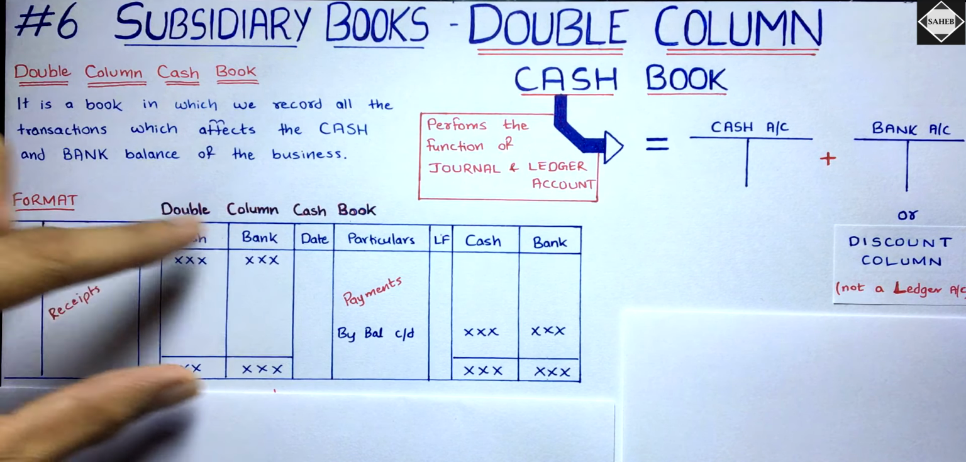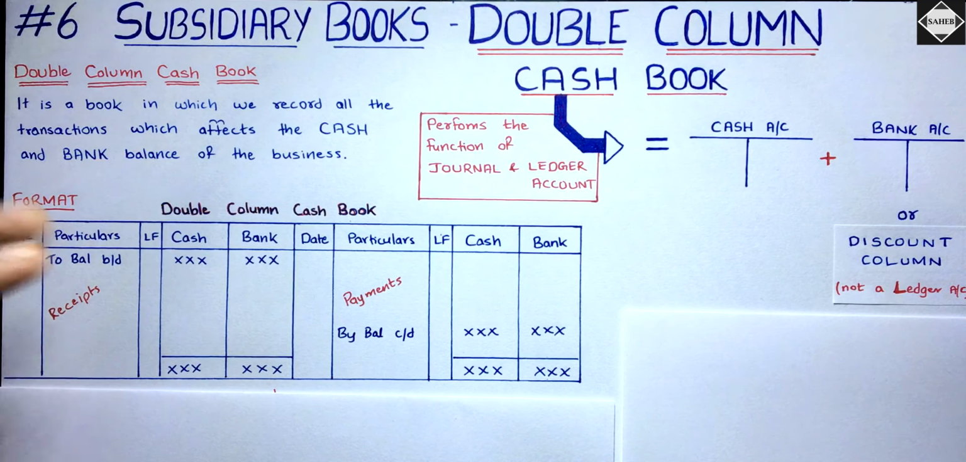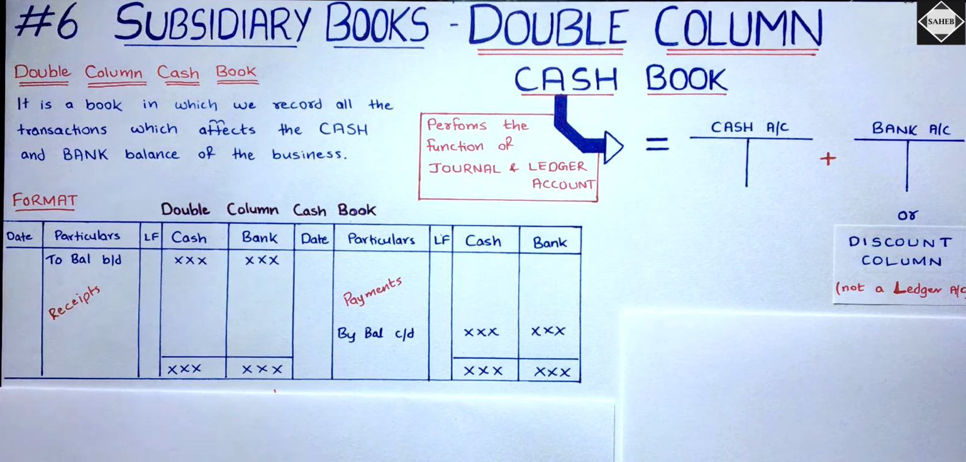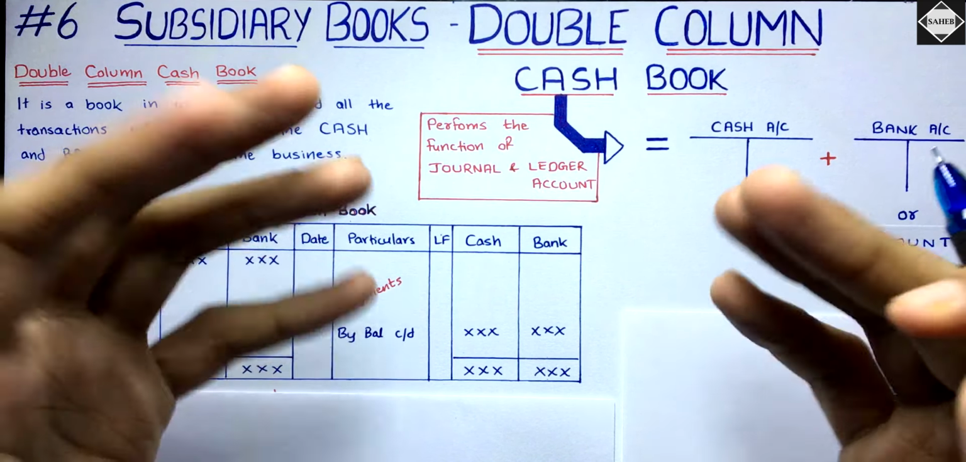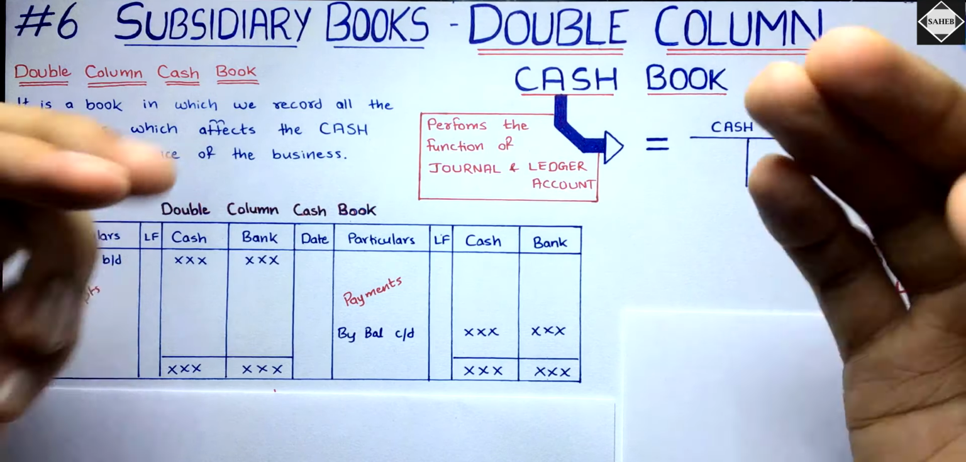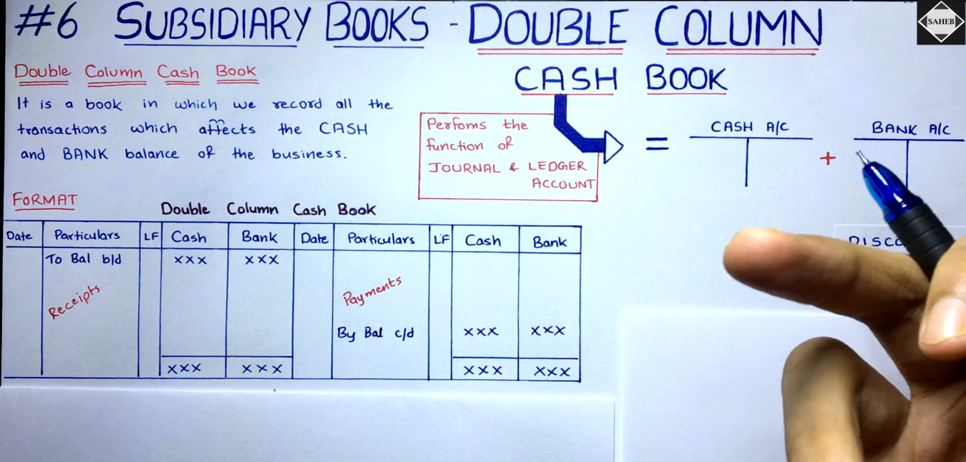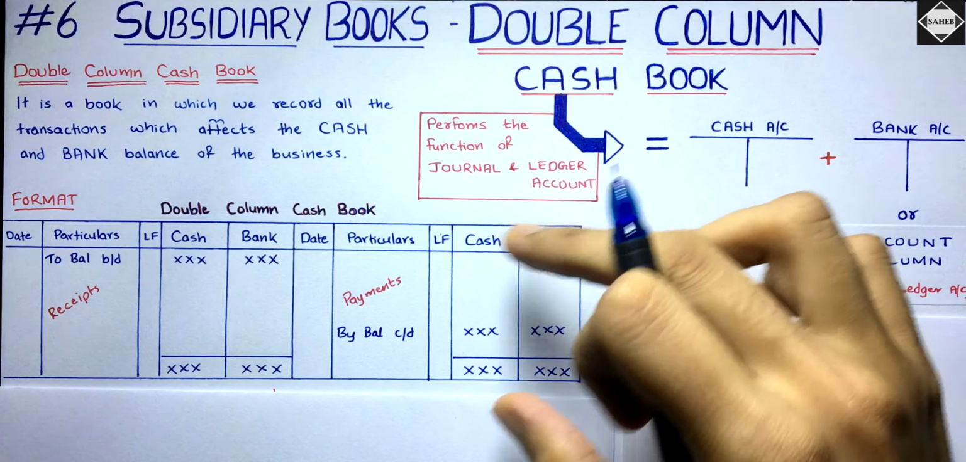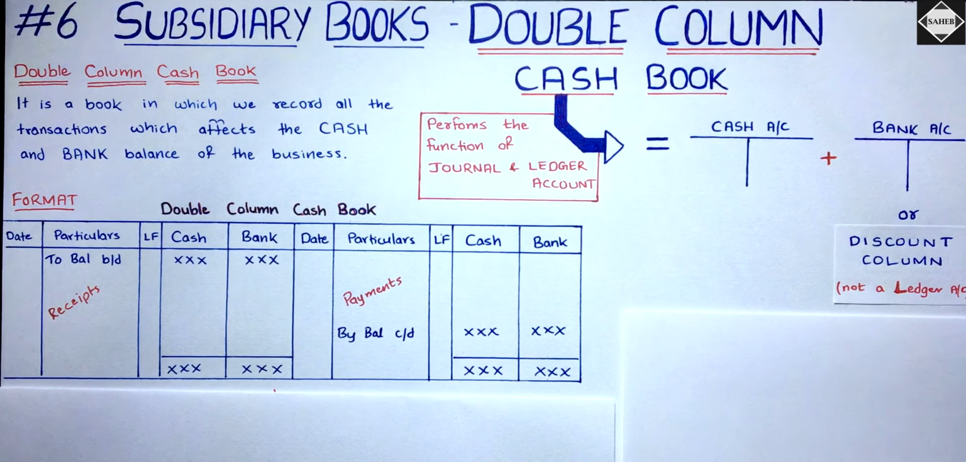What do you do with expenses? If an expense increases, discount allowed. If you have allowed a discount to someone, then that discount has to be recorded because it's a cash discount. So you will record it over here in the discount column, on the debit side. And if you have received a discount from your supplier or someone, then discount received is an income which has a credit balance. So to record it, you have to credit it. Here it will be recorded on the credit side. Is that okay? That's the concept regarding the discount column. But now there is one more thing that I want to let you know. That is the same thing which we discussed in the single column cash book.